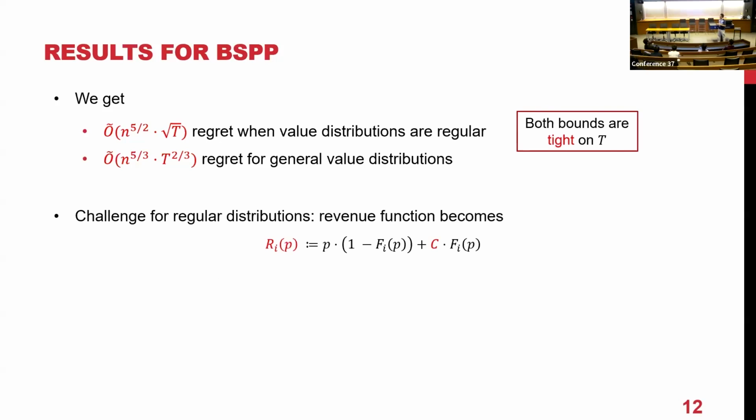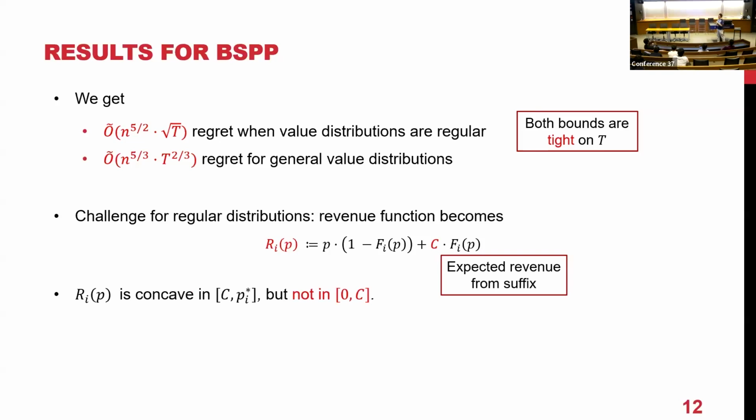Okay, so for the last minute, let me briefly talk about the challenge we are facing when generalizing from a single buyer to sequential buyers. The major difference comes from the following. For sequential buyers, if we look at the revenue function for buyer i, it looks like P times 1 minus Fi of P, plus an extra C times Fi of P term. This extra term represents the expected revenue we get if we skip buyer i and go to the suffix buyers. This really hurts us because the new function is still concave between C and Pi star, but it is not concave between 0 and C.